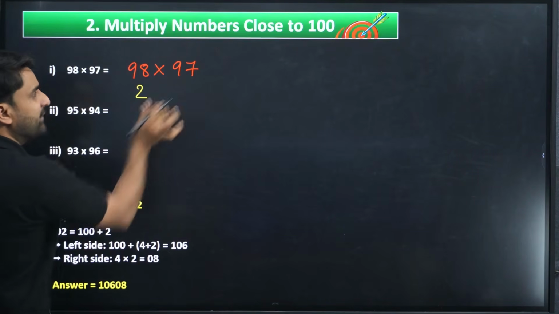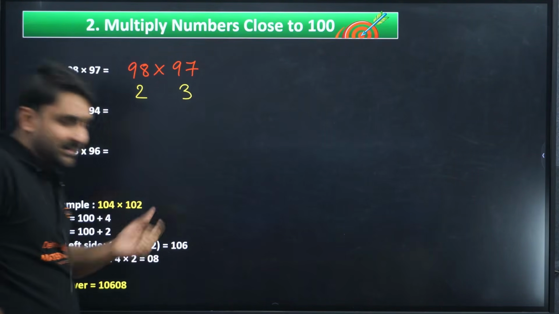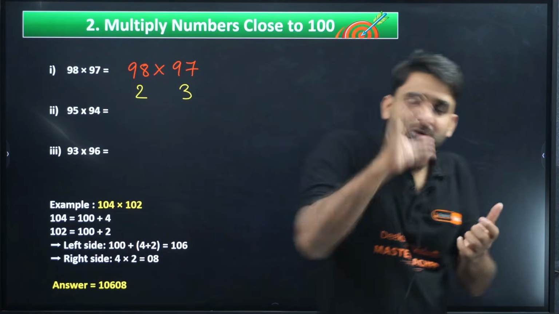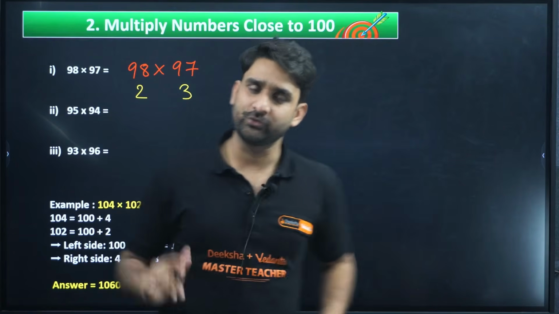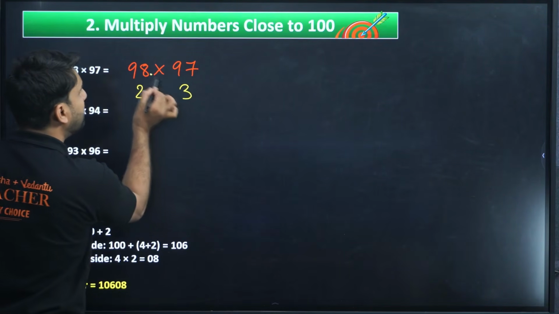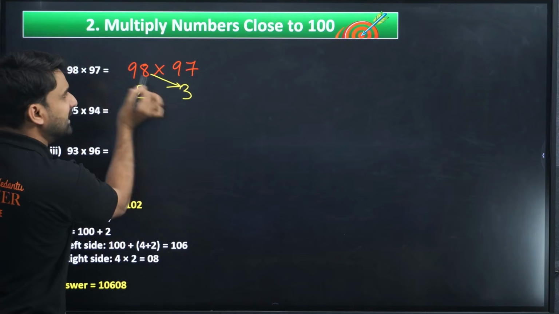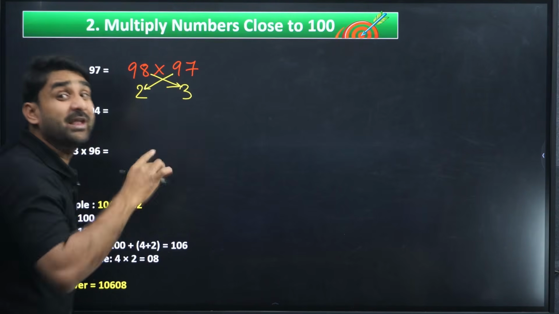So 2 would be there, and for 97, 3 would be there. Write the number by adding which the digit will become 100. So you have to write that number. Now cross multiply any one pair. Either you can select this pair and this, subtract the pairs.